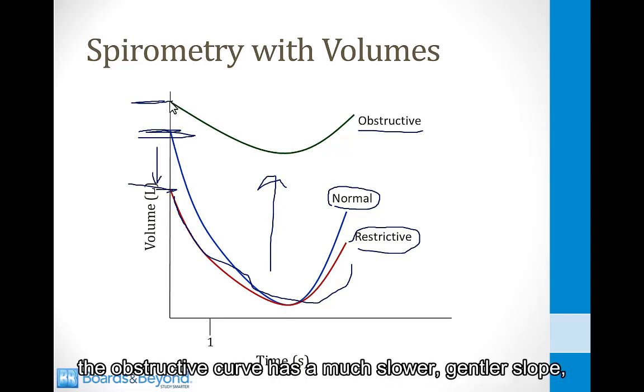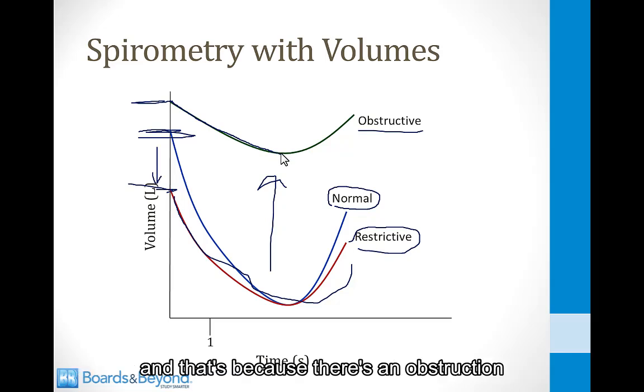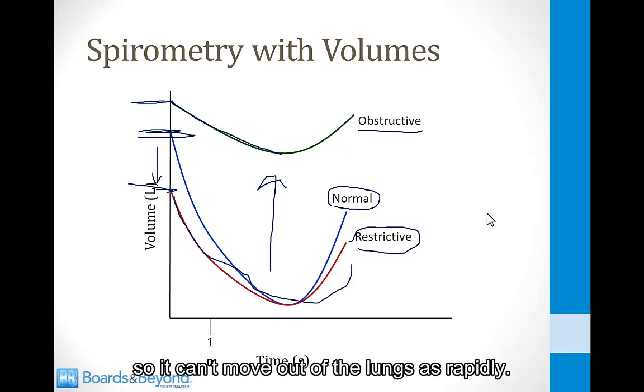On the other hand, the obstructive curve has a much slower, gentler slope, and that's because there's an obstruction to air getting out, so it can't move out of the lungs as rapidly.